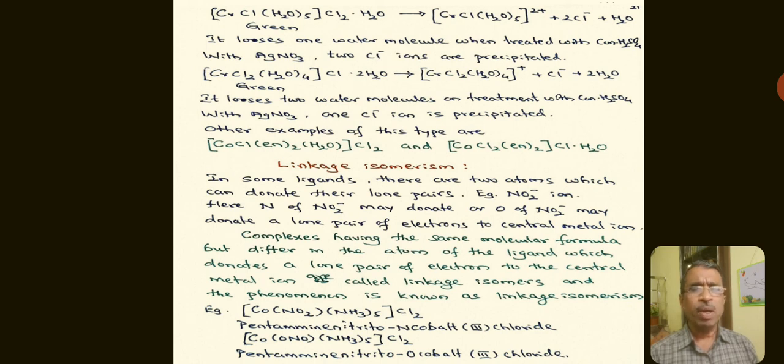I have given below an example, that is pentamine nitrito N cobalt 3 chloride. In this case, the nitrogen of the nitro group donates a lone pair of electrons to the central metal ion, that is cobalt 3 ion. In the second case, it is called the pentamine nitrito O cobalt 3 chloride. Here, oxygen of the nitro group donates a lone pair of electrons to cobalt 3 ion.